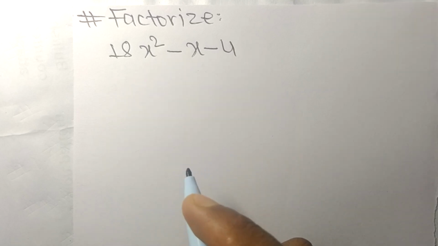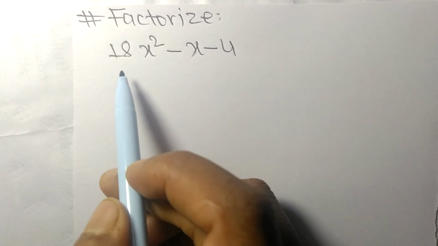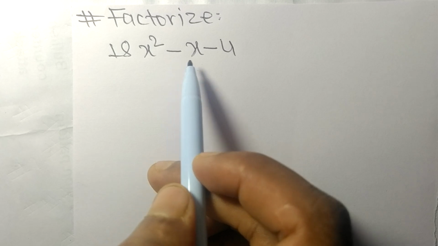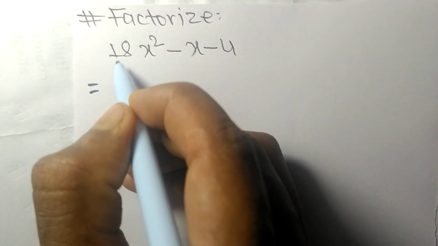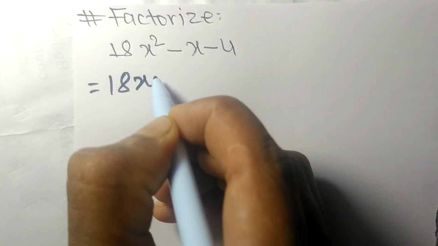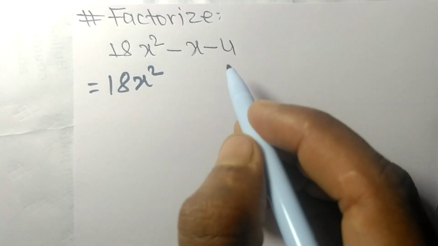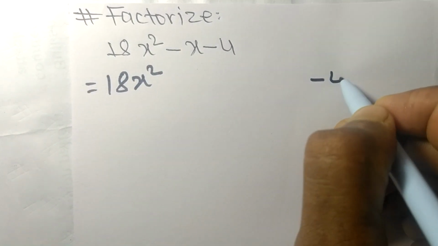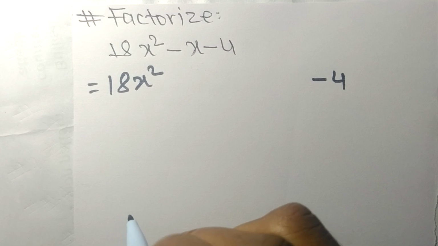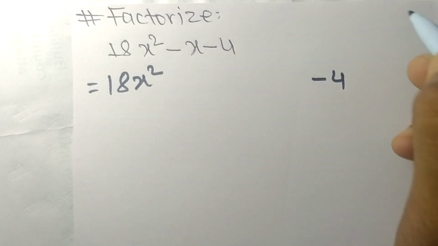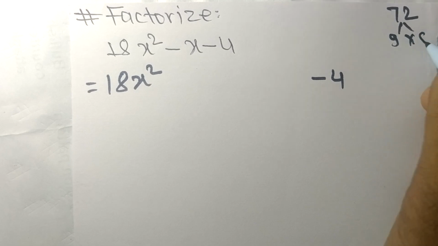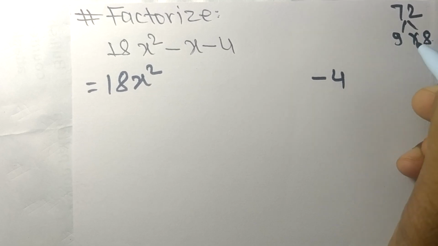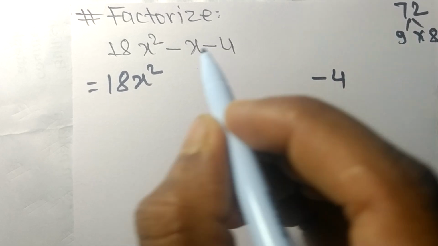So today in this video we shall factorize 18x² − x − 4. To factorize, the first term 18x² and the last term −4 are multiplied. So 18 times 4 means 72, and 9 into 8 means 72, and 9 minus 8 means 1.